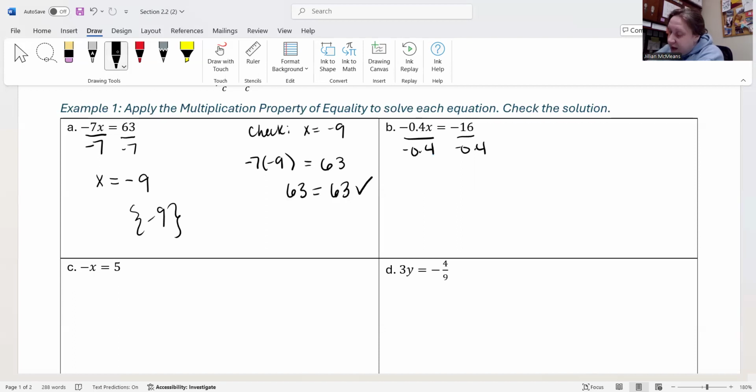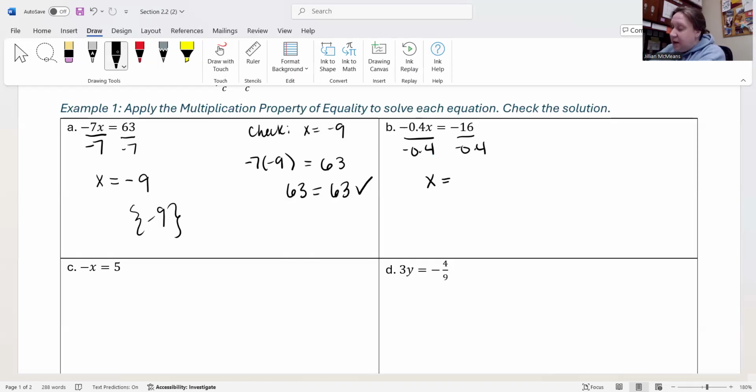So we get 1 times x. And remember, we don't write the 1 with the x, we just write the x by itself. The 1 is assumed. And now we've got the -16 divided by -0.4. This would be a time that, generally speaking, we would all use our calculator. But I do want to remind you how to do some quick division with decimals.